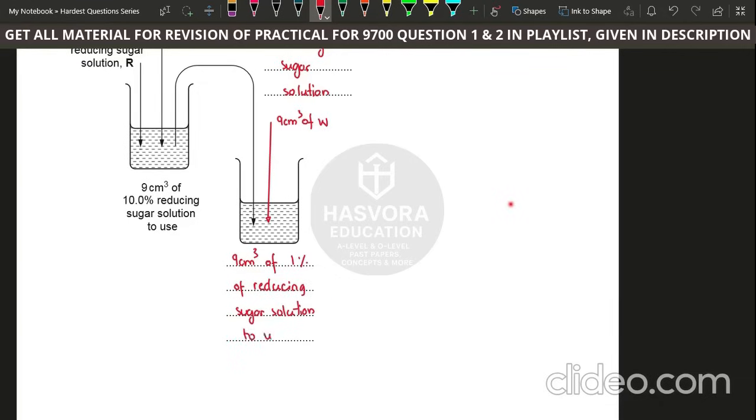And then once again you have to transfer from this one. You just have to transfer like this. Let me just draw it correctly.